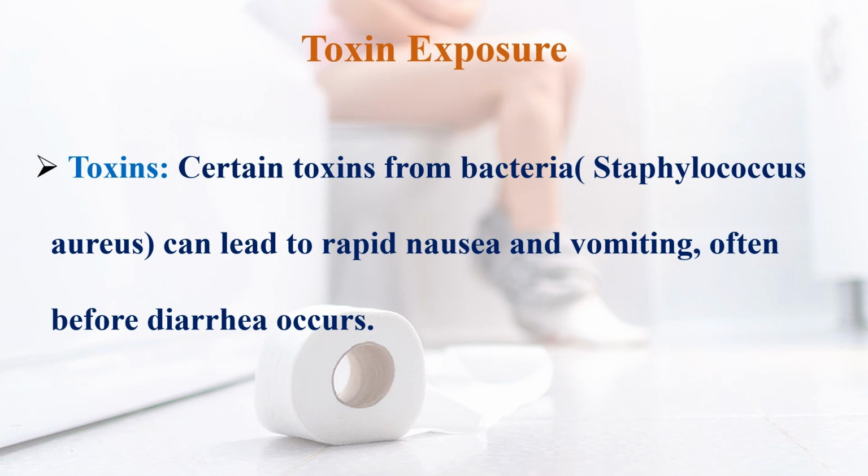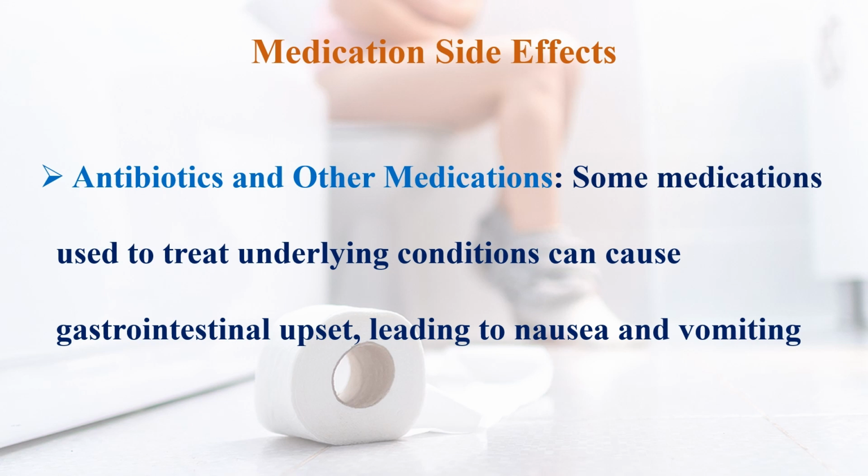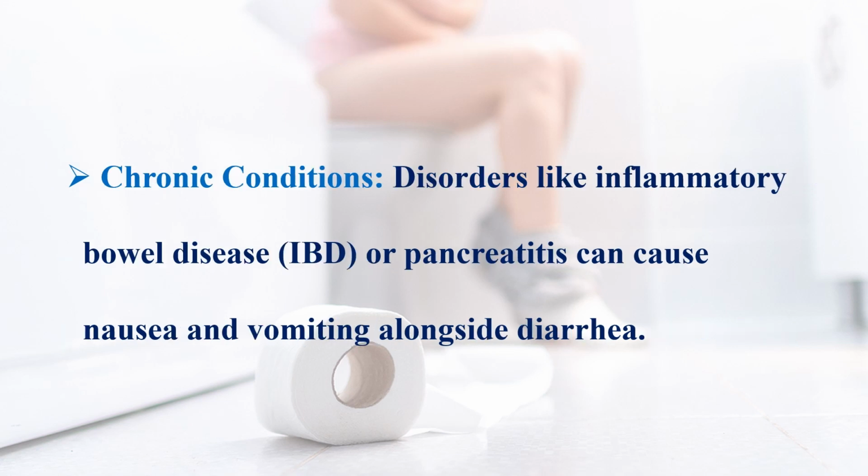Toxin exposure. Certain toxins from bacteria can lead to rapid nausea and vomiting, often before diarrhea occurs. Next one, medication side effects. Antibiotics and other medications. Some medications used to treat underlying conditions can cause gastrointestinal upset, leading to nausea and vomiting. Chronic conditions like inflammatory bowel disease or pancreatitis can cause nausea and vomiting alongside diarrhea.